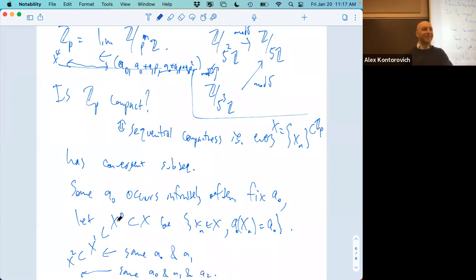And now let me make a new sequence, Yn, which is the nth term in the nth sequence. So it's this Cantor diagonalization argument. And these converge in Zp, because I've specified the first digit, the second digit, the third digit, and these are all compatible. And it's exactly what's happening when you take the inverse limit. Okay, so the answer is yes, and a sequential compactness argument will give that.